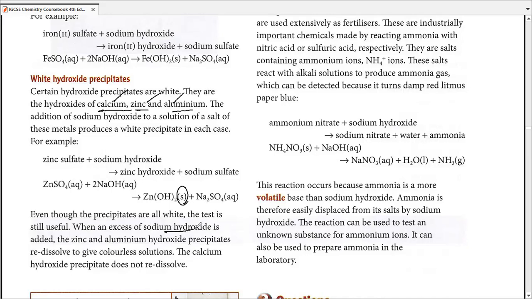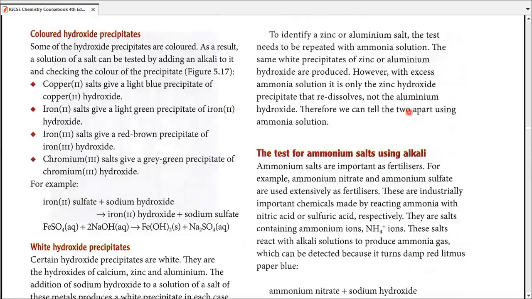When an excess of sodium hydroxide is added, the zinc and aluminum hydroxide precipitates redissolve to give colorless solutions. The calcium hydroxide precipitate does not redissolve. That's how we bifurcate calcium out of this list. But we're still not able to bifurcate between zinc and aluminum. What are we going to do then? We have another test actually to work with it.